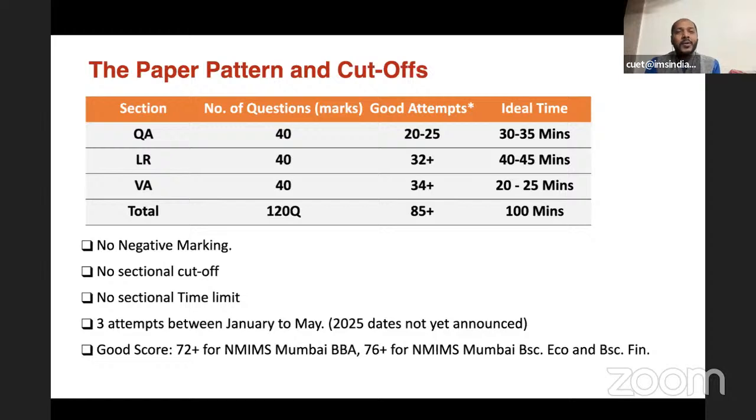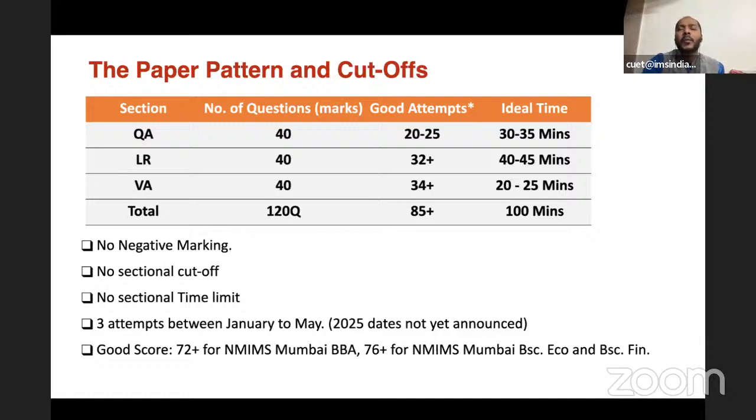The only key thing over here is time management. For example, verbal ability can be very high scoring. Logical reasoning is moderately high scoring; if you give it time, you can score well. But the QA section in NMIMS or NPAT is quite challenging. And that is why you'll see for QA, I've put the good attempts at the least number, that is 20 to 25.